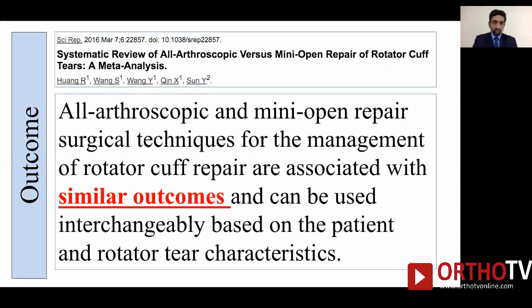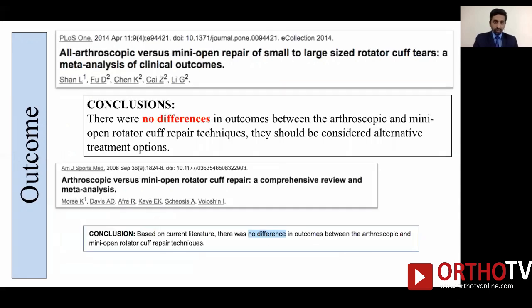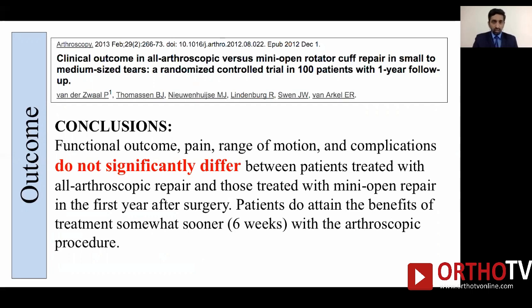When you look at outcomes, this systematic review and meta-analysis says that both mini open and arthroscopic rotator cuff repair give similar results and can be used interchangeably based on the patient and rotator cuff tear characteristics. Another article comparing all-arthroscopic versus mini open again says there is no difference. One more article by Morse says there is no difference in outcome between the arthroscopic and mini open rotator cuff techniques. Another article in the 2013 Arthroscopy journal says clinical outcomes in all-arthroscopic versus mini open do not significantly differ between the patients.